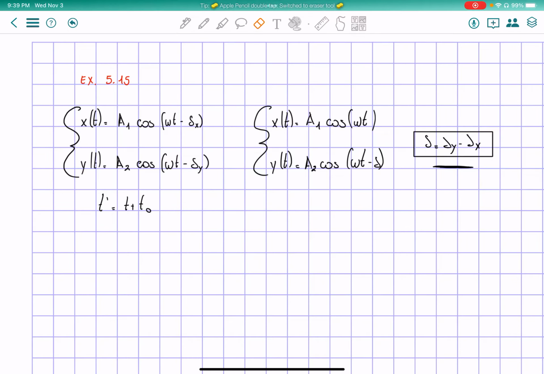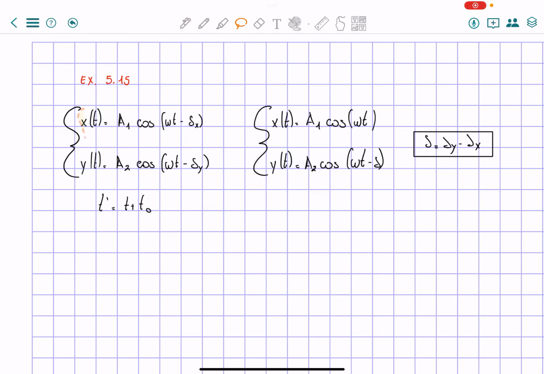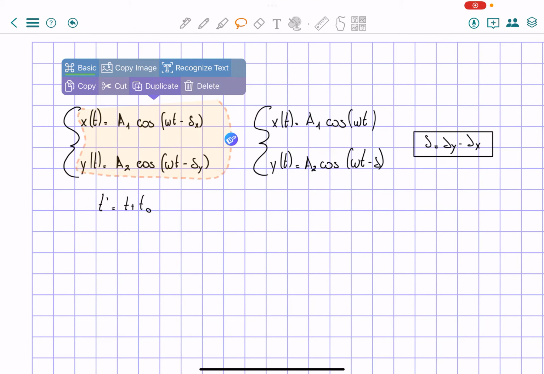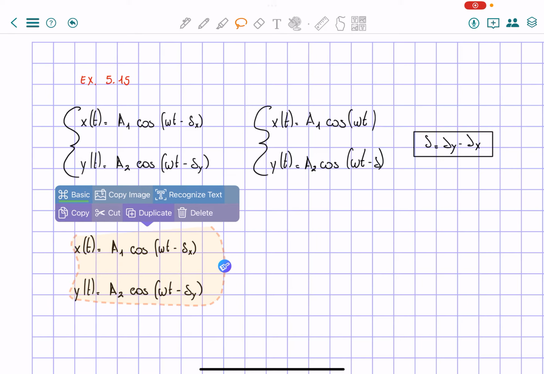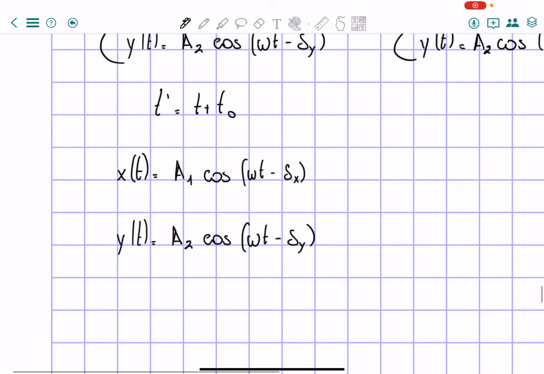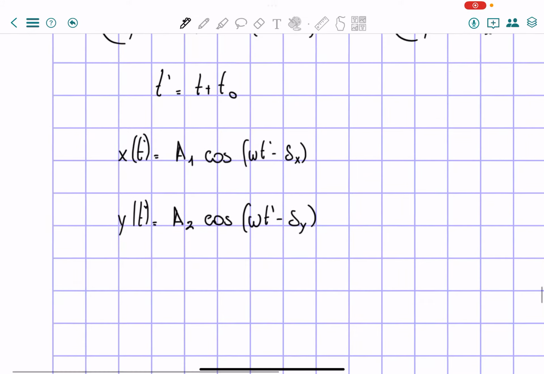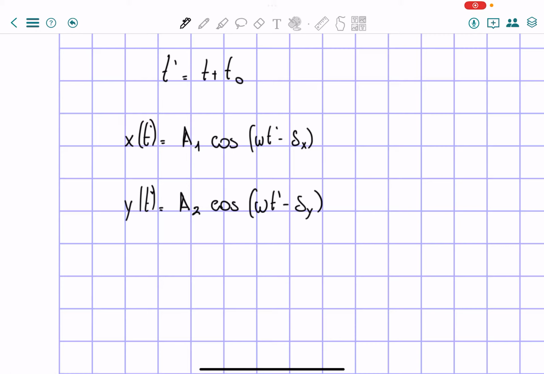Well, first of all, we are going to have to rewrite the first system equation in terms of t, in terms of t prime. Remember, if I change all the t's to t prime, then it just works, because it's in terms of t prime now. So now I'm going to use t plus t naught instead of t prime.